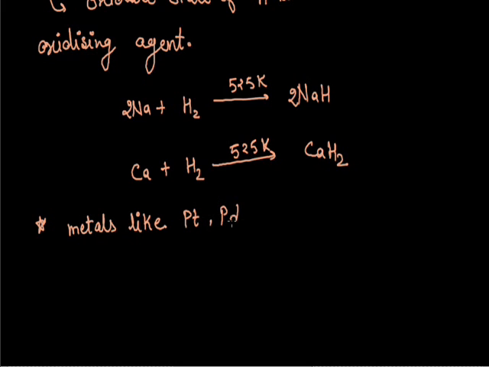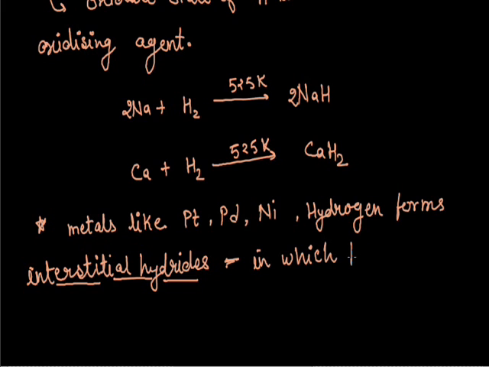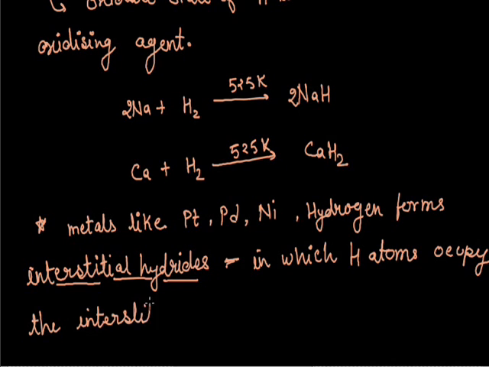In a special case, with metals like platinum, palladium and nickel, hydrogen forms interstitial hydrides. What are interstitial hydrides? It means that in these hydrides, hydrogen atoms occupy the interstitial holes in the metallic crystal.